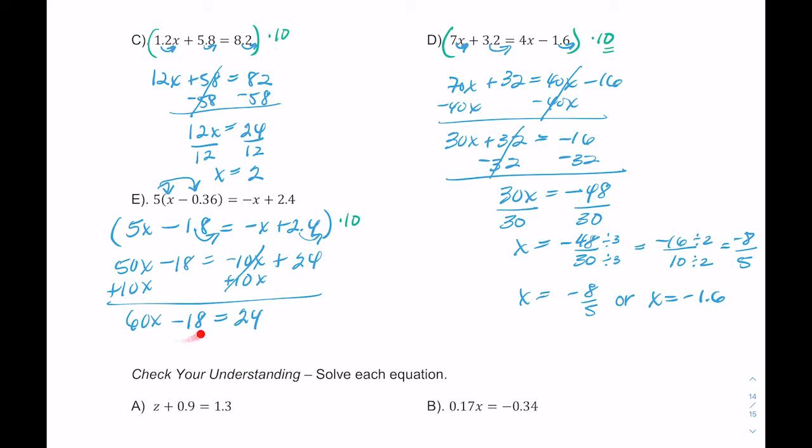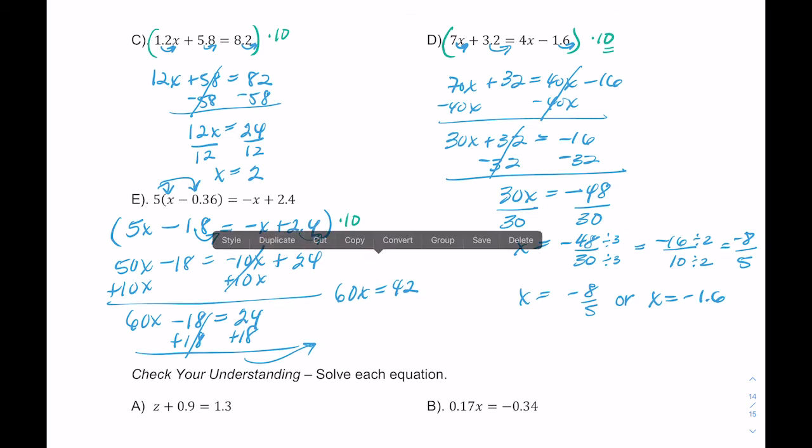Now I need to move this negative 18 over with the 24. Okay, again, I'm trying to isolate x. You're trying to get x by itself. So now I'm going to add 18 to both sides. So you get 60x equals 24 plus 18, which is 42. Okay, and I'm going to move this up here.